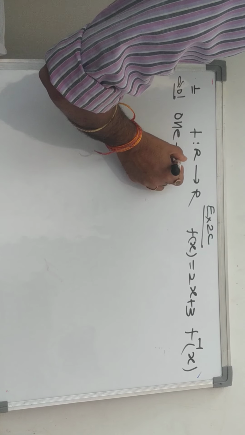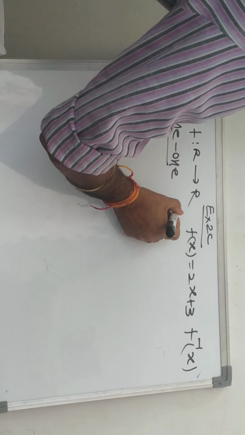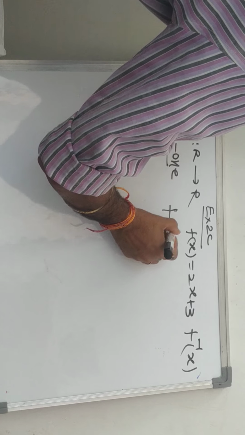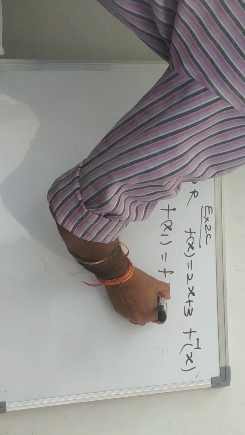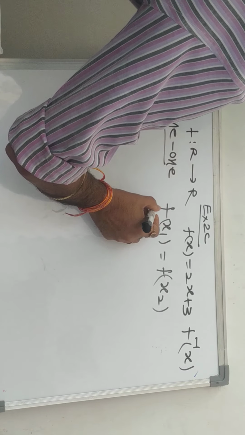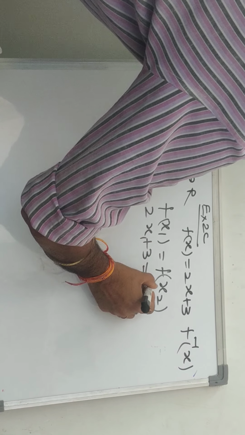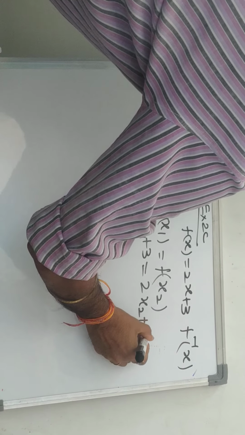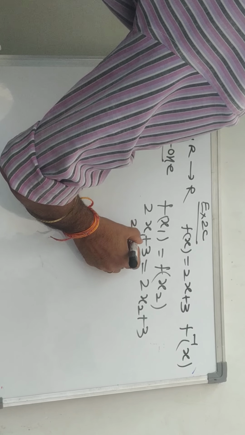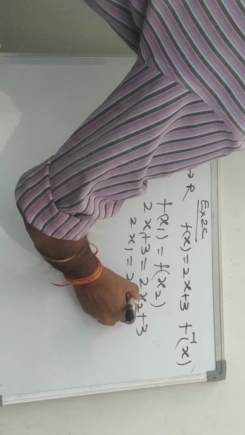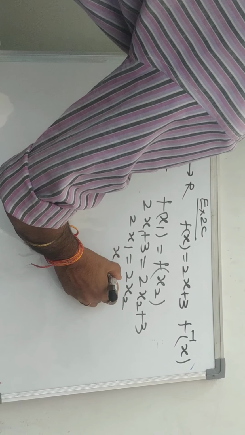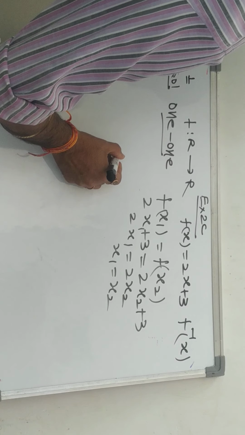To prove one-one, we know the condition: f of x1 equals f of x2. Then 2x1 plus 3 is equal to 2x2 plus 3. The 3 and 3 cancel, then 2x1 is equal to 2x2 and x1 equals x2. The given function is one-one.